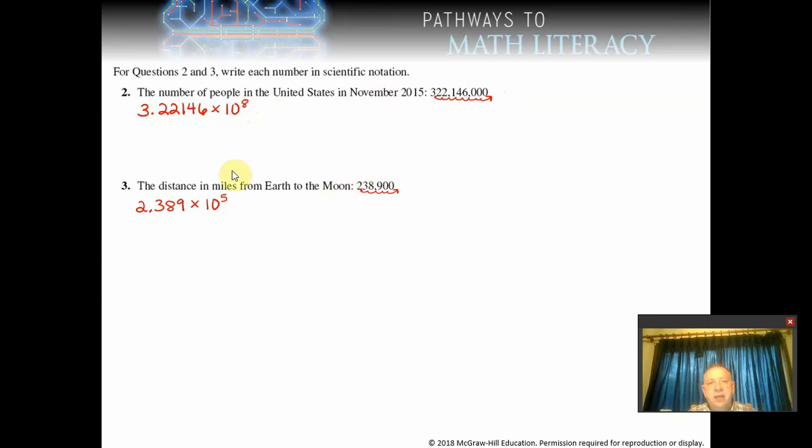Okay. So the distance in miles from Earth to the Moon is 238,900 miles. I want to represent it in scientific notation. My decimal point is naturally there, and then I'm going to move it over: 1, 2, 3, 4, 5. I want to keep my significant digits, 2.389, and then I moved it over 5 places, so it's times 10 to the 5th.